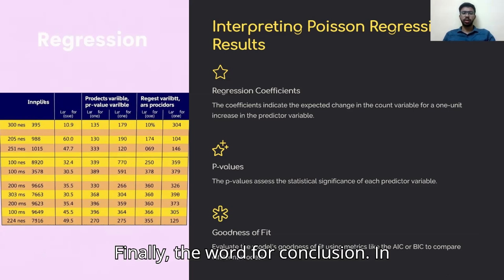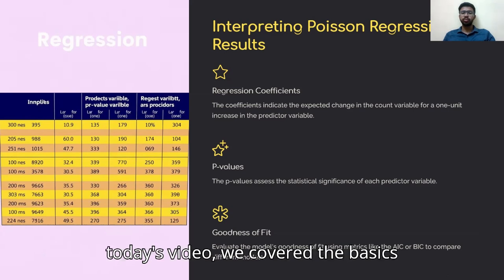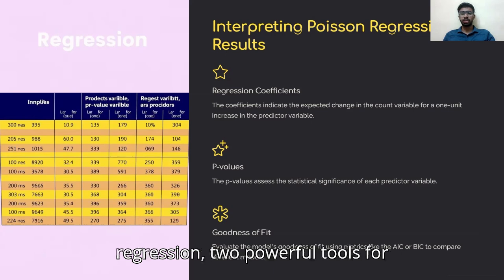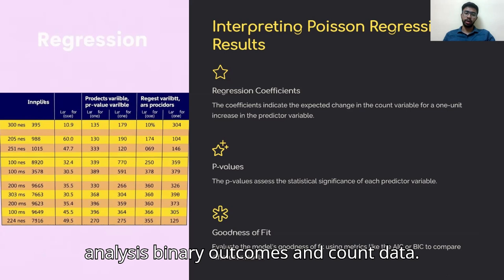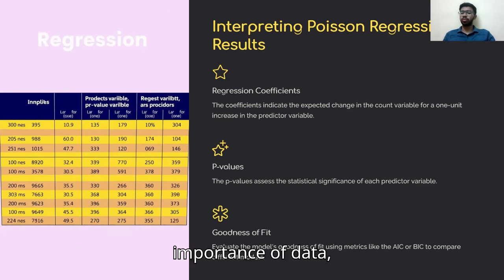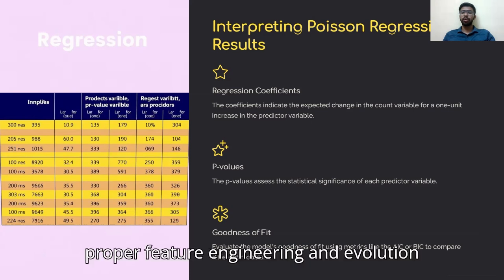Finally, the conclusion. In today's video, we covered the basics of logistic regression and Poisson regression, two powerful tools for analyzing binary outcomes and count data. To implement these models, remember the importance of clean data, proper feature engineering, and evaluation metrics.